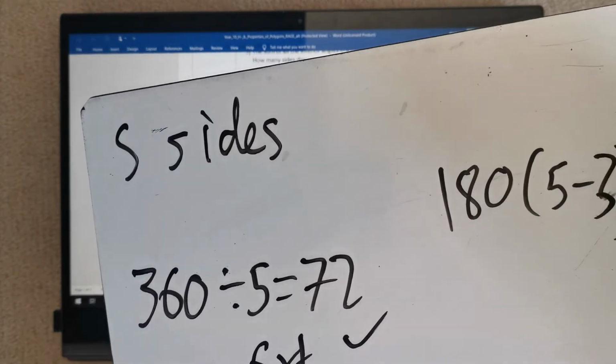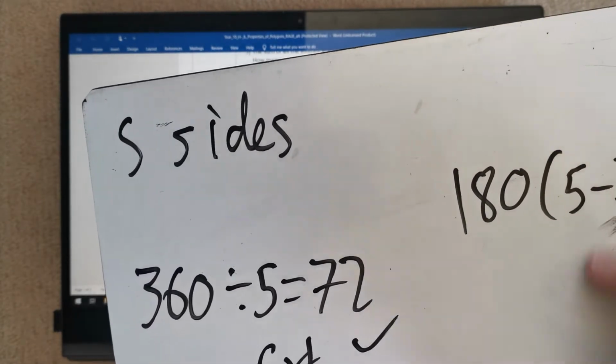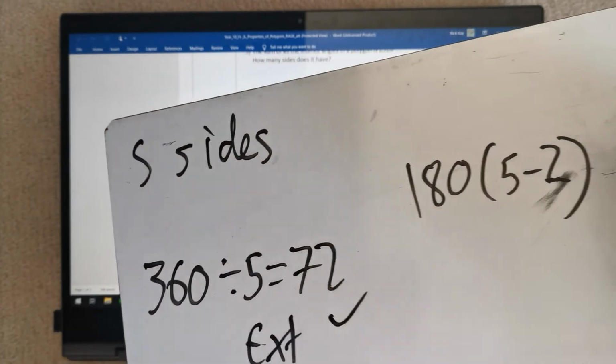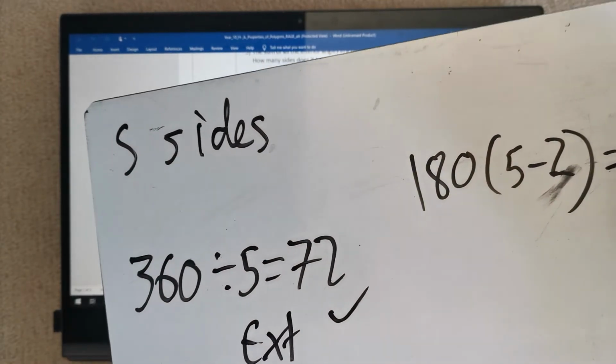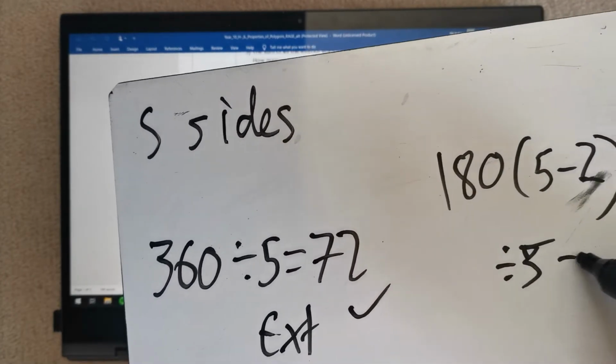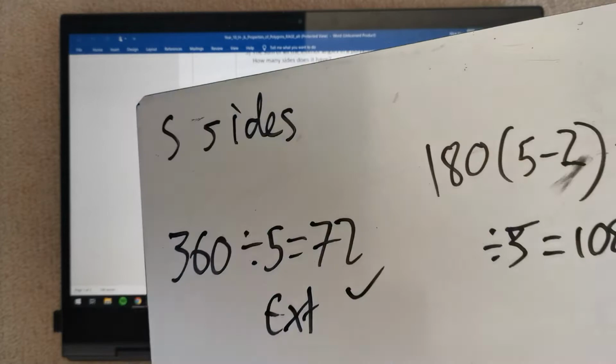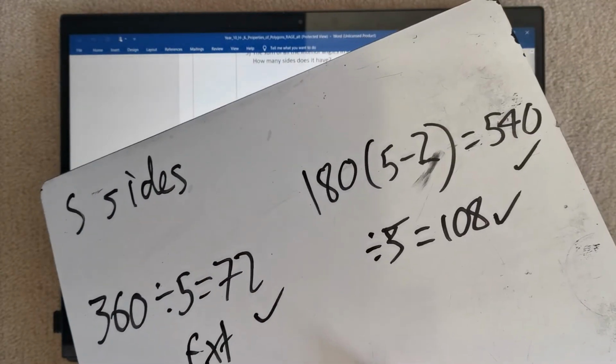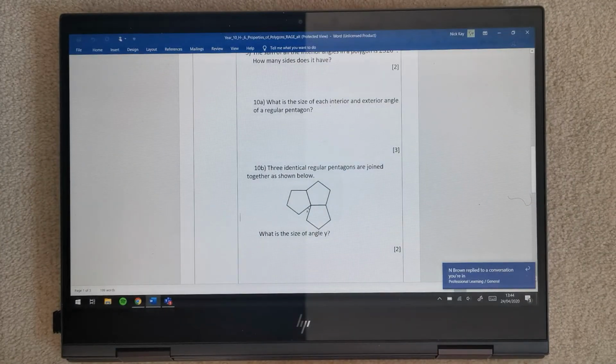Okay, if we use this for the interior angles, what have I done? Take away 3, it is take away 2. 180 times by that, we're going to get 540 degrees. 1 mark. If you divide that by 5, you're going to get 108 degrees. That's the final mark. Okay, so there's your answers for question 10a.